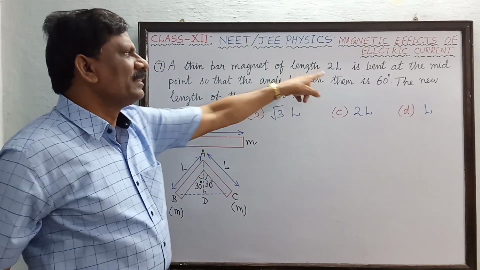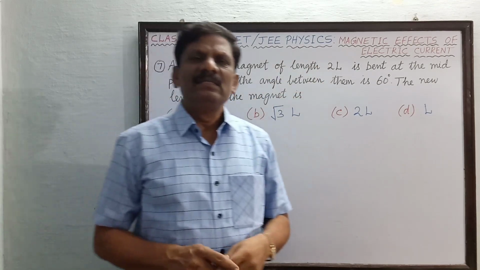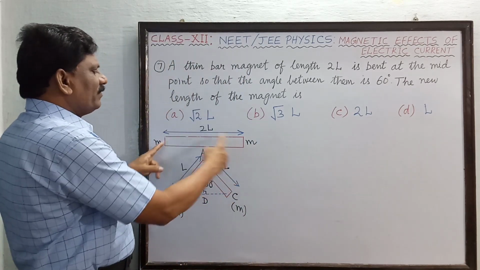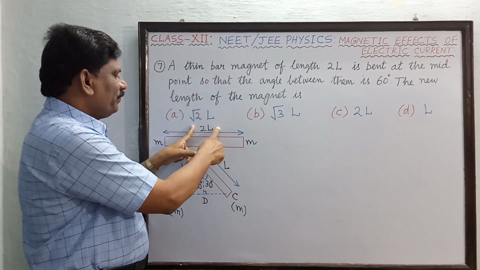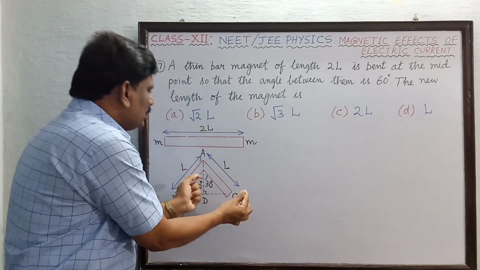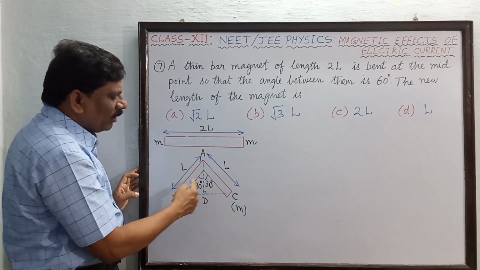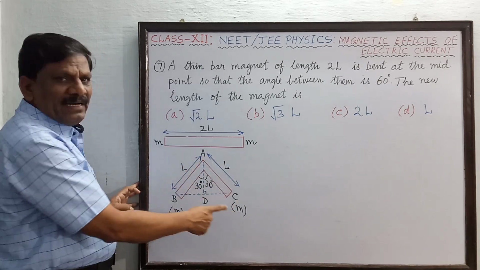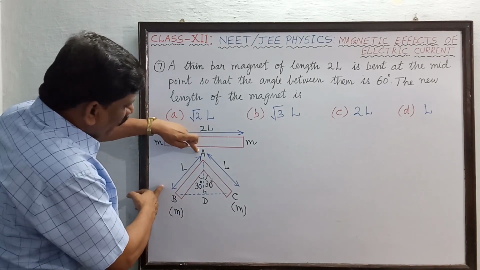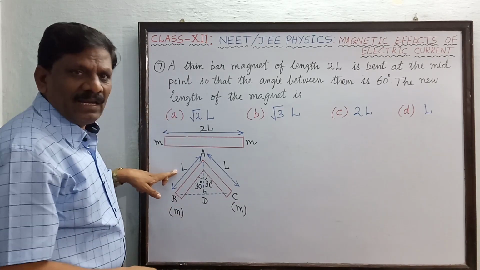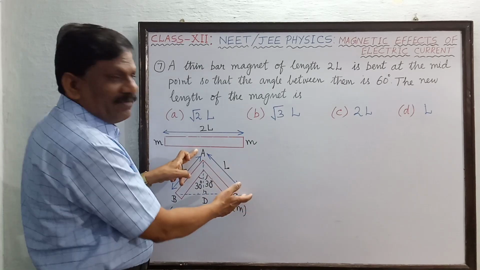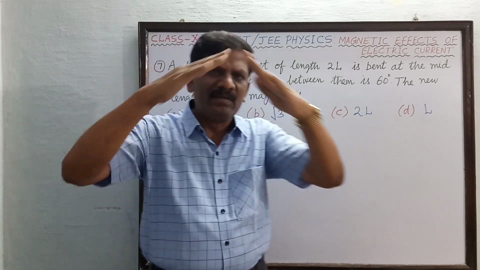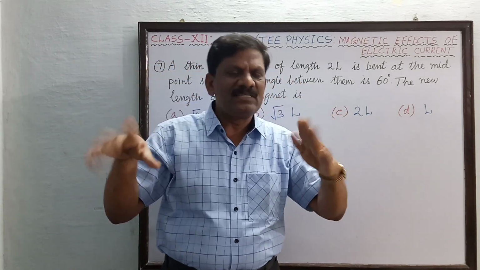So what do you mean by length of the bar magnet? It is the distance between the two magnetic poles. So the length of the magnet is taken as 2L. When it is bent, the two bent pieces make an angle at the midpoint of 60 degree. So after bending, what is the length of the bent portion on the left hand side? It is L. So the remaining portion will have a length of L. So the total length will remain the same. After bending also, the length remains the same. So L plus L is 2L.